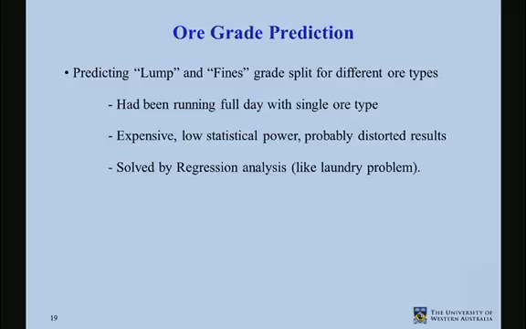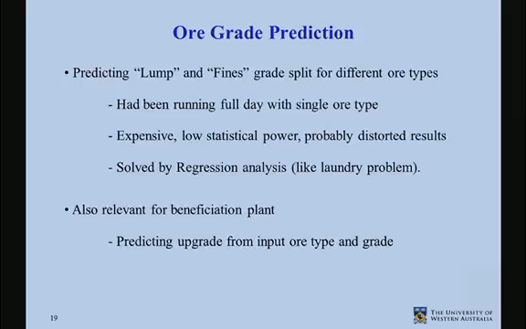And we solved it by regression analysis, and it also proved relevant for their beneficiation plant. When you have the beneficiation plant, you're trying to predict the upgrade from an input type. The iron ore comes in and some flotation method or whatever is used to try and separate the richer material from the less rich. You're trying to predict what that upgrade might be, and again, you can do it by regression analysis of past behavior. And you get something that's statistically far more powerful than if you just try to run it for one day on one particular type of material.